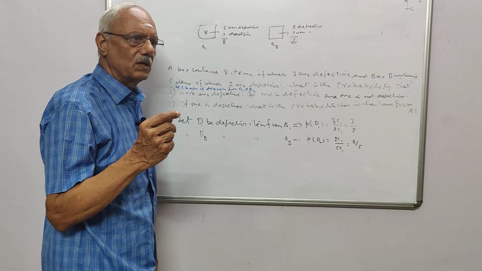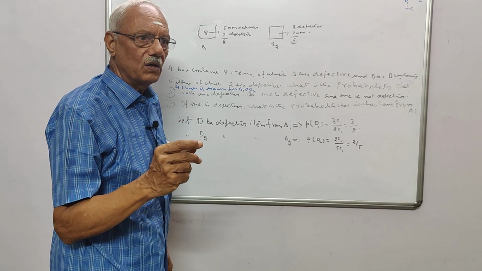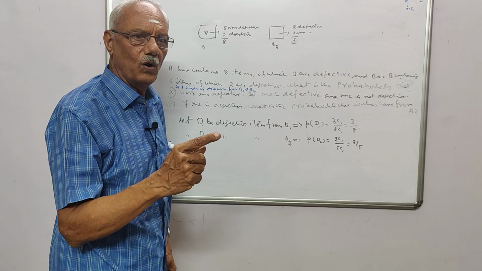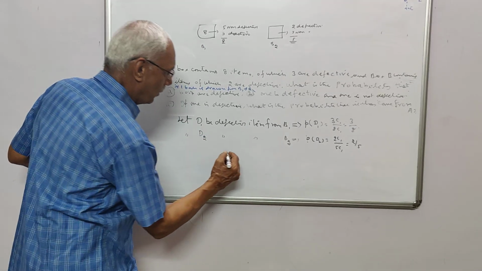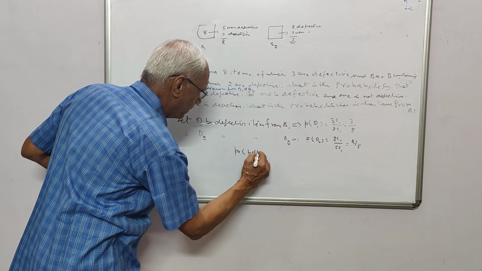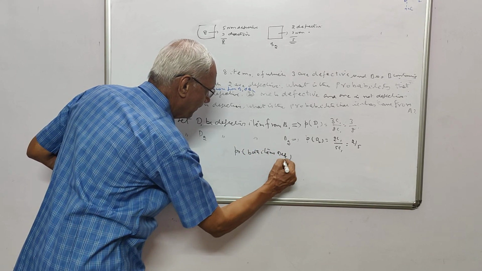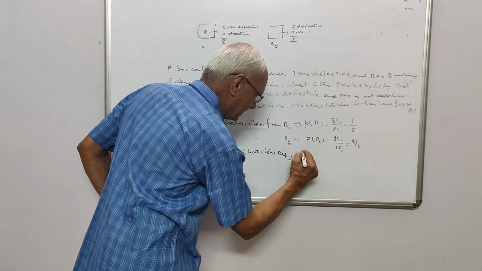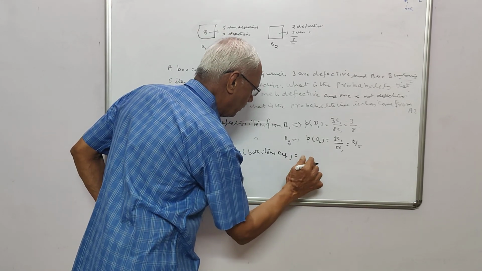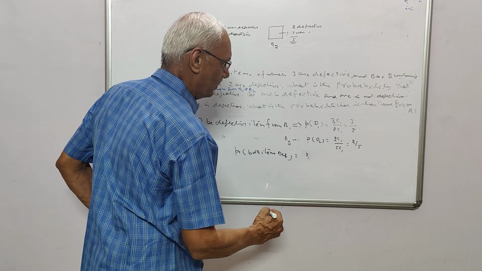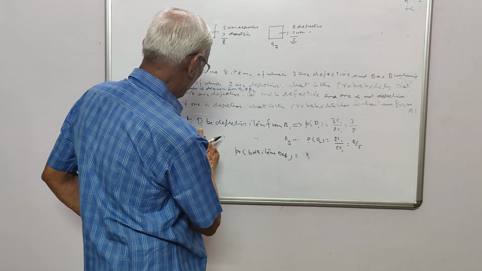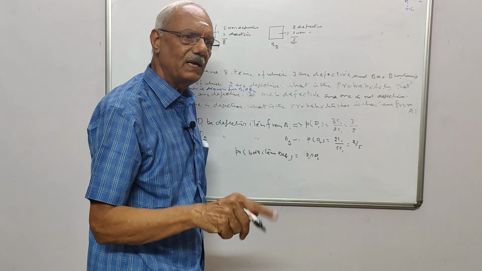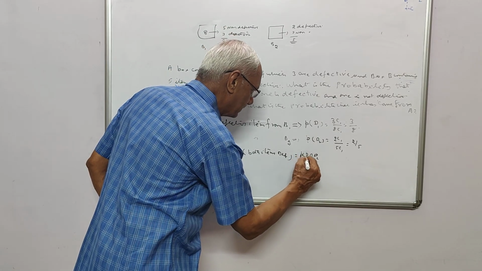Here you are asked to find the probability that both the items removed are defective. That means the probability of both items defective. What is it equal to? In the first case it is P of D1, defective, and also D2 defective. Now we want the probability of this.